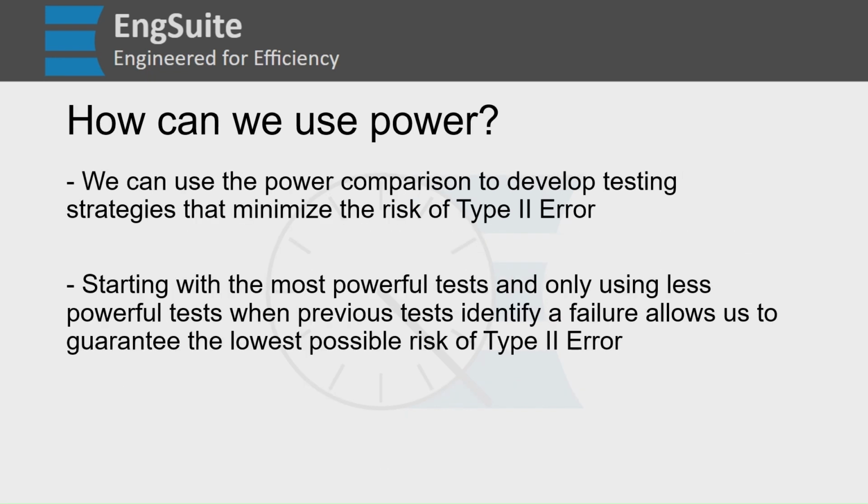So we can use the power to develop testing strategies that minimize that type 2 error. One good way would be to start with the most powerful tests and only use less powerful tests when previous tests identify a failure. This allows us to guarantee the lowest possible risk of a type 2 error. So by starting with a test that has a very high power, if it fails, then we can use a little bit less powerful one and keep moving down. That way we always know that we have minimized our type 2 error as much as possible.